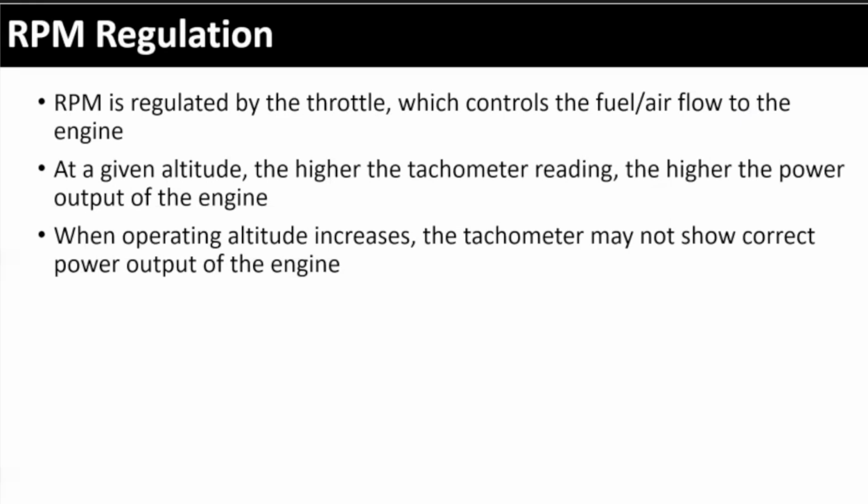Okay, so if you set your throttle and your RPMs at 2,300 in cruise flight at 2,500 feet altitude and climb to 7,000, you're going to see, without adjusting the throttle, the power output of the engine decrease. Make sense? Just because of the density of the air at a higher altitude. So the more you climb, the more you have to advance the throttle to maintain that same power output.